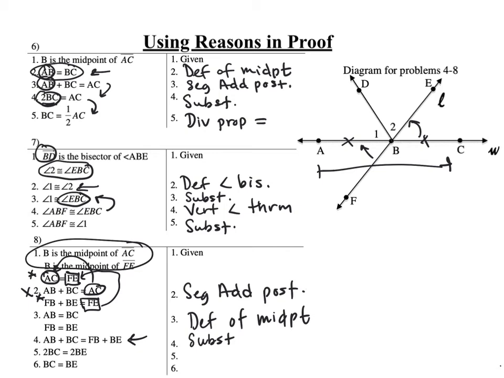Now they did some kind of substitution again. They have 2 BC here, so they replaced AB with BC. And on the other side, they have BE, so they replaced FB with BE. So they substituted twice. So it's substitution again. Now they divided both sides by 2. So the last step was the division property of equality.